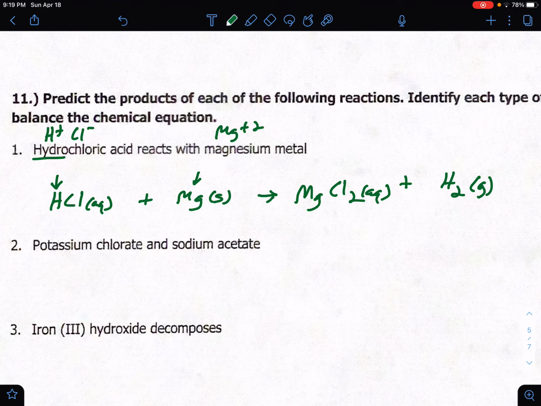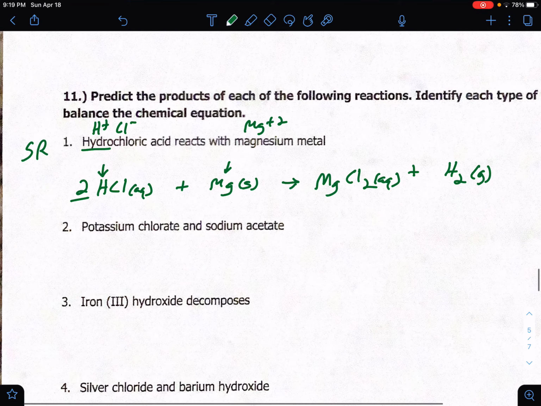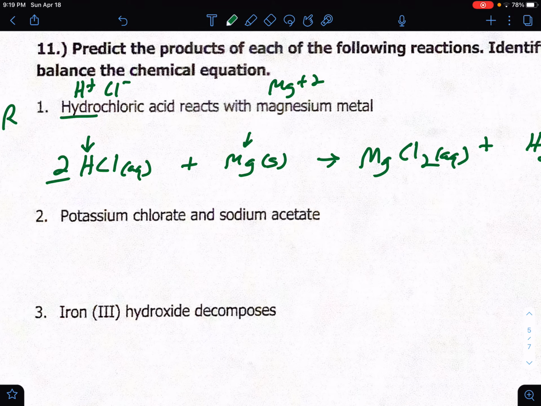And there we go. So now what we have to do is balance. I have 1 hydrogen on the left, 2 hydrogens on the right. So I'm going to put a 2 right here to fix those hydrogens. That changes my chlorine, so now I have 2 chlorines on the right. I have 1 Mg on the left and 1 Mg on the right. So this one's balanced and done now. All I had to do is put that 2. So if it's single replacement, make sure you refer to that activity series. Number 2, potassium chlorate and sodium acetate.